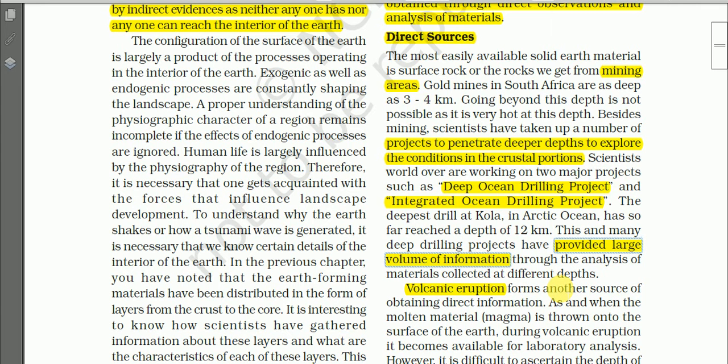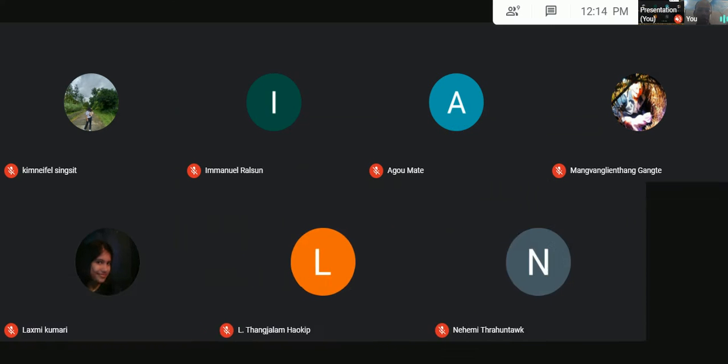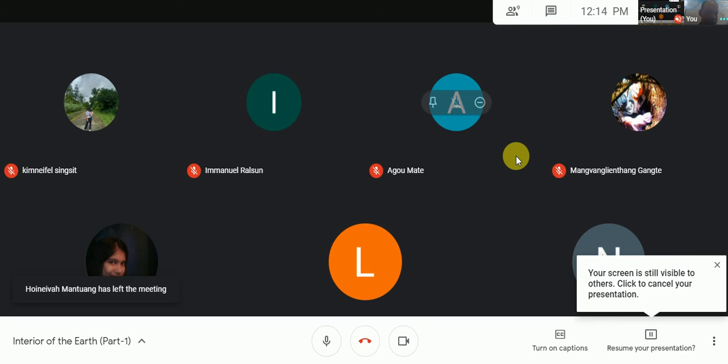at different depths. So this is the second direct information, and the third direct information is volcanic eruption. Any question from your side?